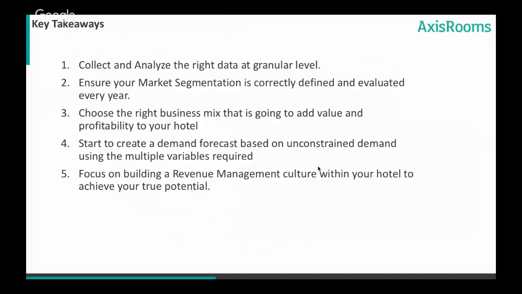Start to create a demand forecast if you haven't already, and try to create a demand forecast based on unconstrained demand using the multiple variables that I've already mentioned to you. And then focus on building a revenue management culture within your hotel to really achieve your potential as a full hotel from a total hotel revenue management point of view.